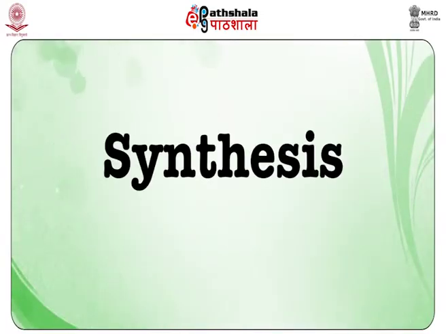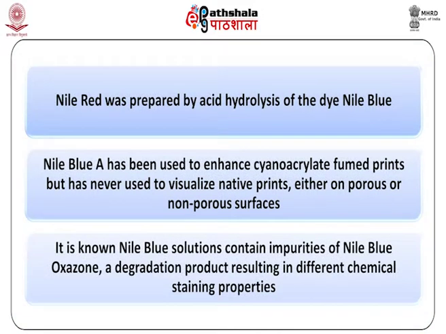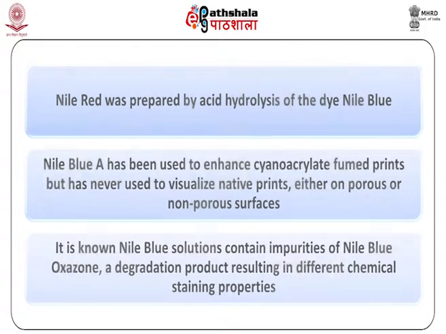Let us discuss synthesis. Historically, Nile Red was prepared by acid hydrolysis of the dye Nile Blue. Nile Blue A has been used to enhance cyanoacrylate fume prints, but has never been used as a stain to visualize native prints, either on porous or non-porous surfaces. It is known that Nile Blue solutions contain impurities of Nile Blue Oxazone, a degradation product resulting in different chemical staining properties.